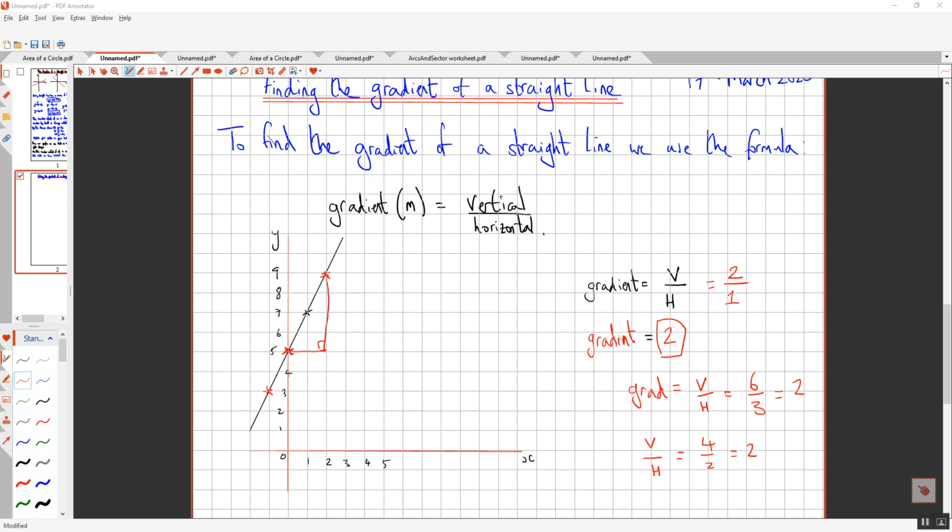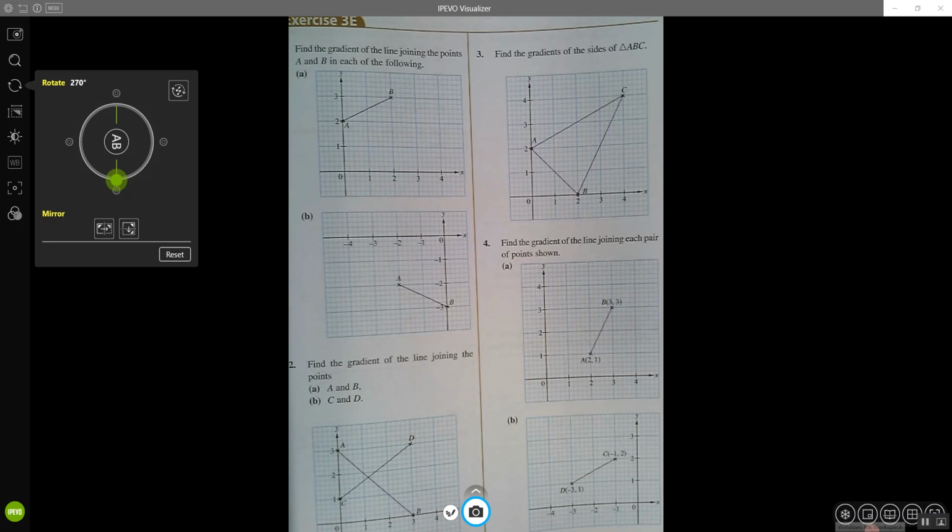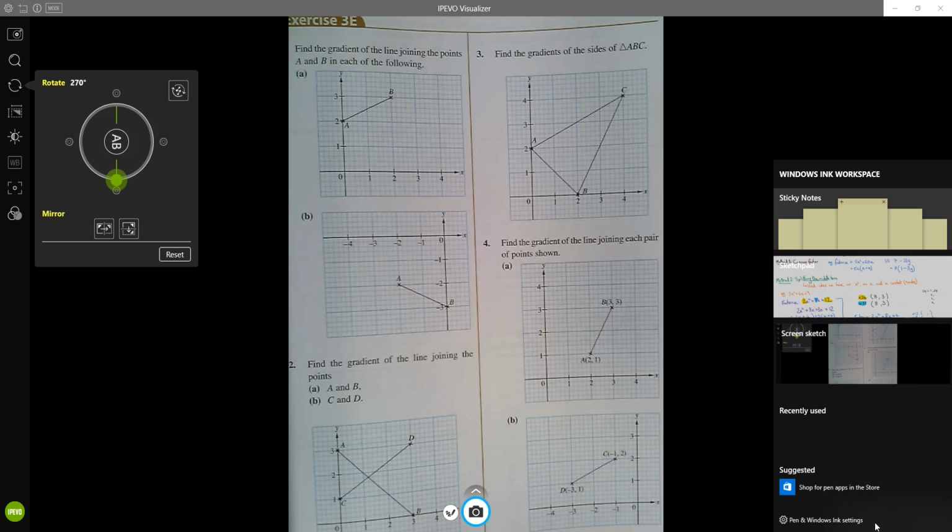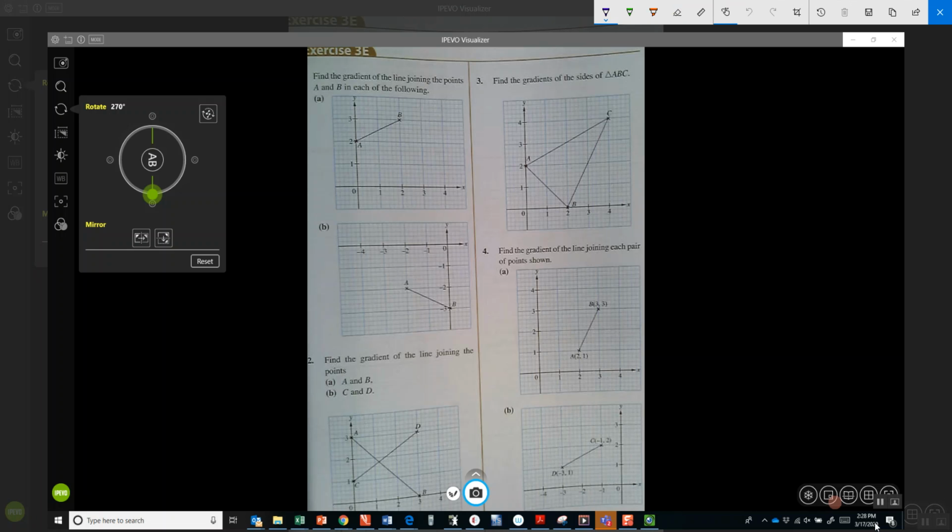Right. Okay, so I'm going to give you a copy of these. I'll put them on the Team. And let's say that we are looking at the first one. So again, we have to find the gradient of the line, okay? What's the formula for gradient? That's your equation for any straight line, y equals mx plus c. m is your gradient, okay? And we said the formula for the gradient is equal to vertical divided by horizontal, okay?